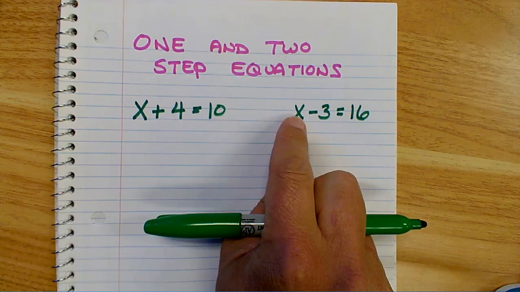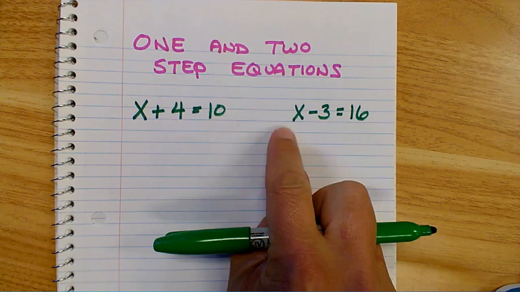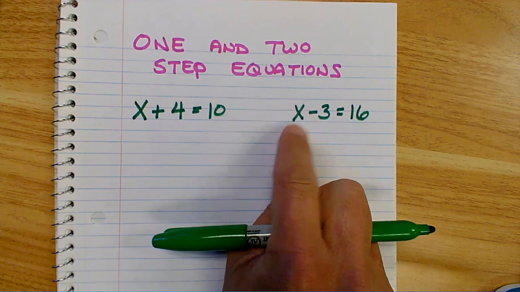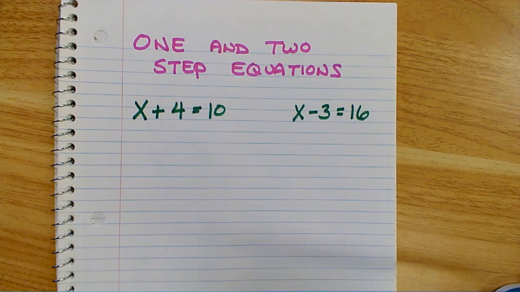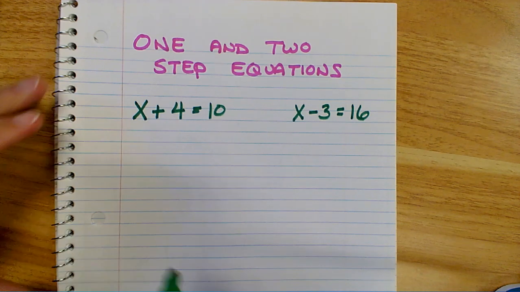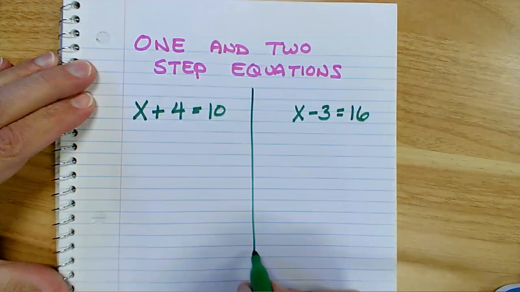And over here, some number minus 3 is 16. 20 minus 3 is 17. 19 minus 3 is 16. So I could do this in my head. But what I'm going to do instead is this.